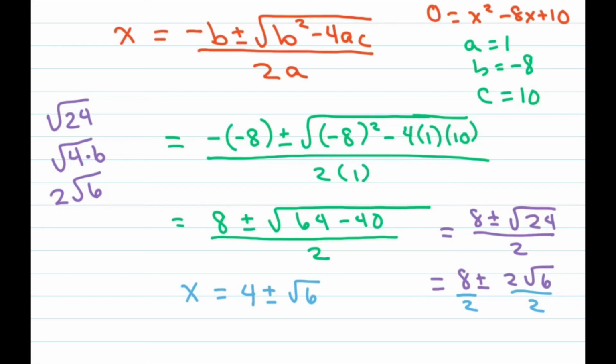So my M would be 4 minus square root of 6, because it's closer in. And my N would be 4 plus square root of 6.